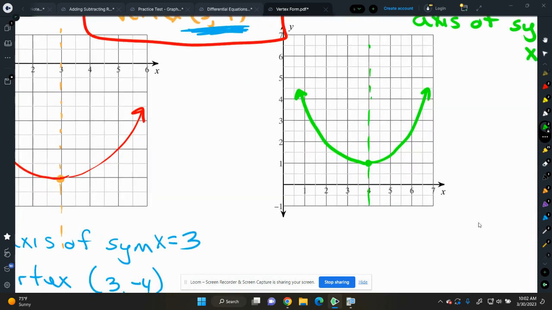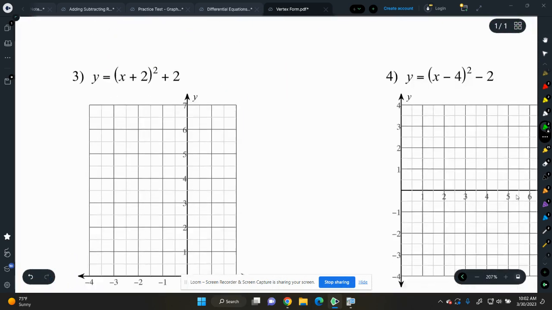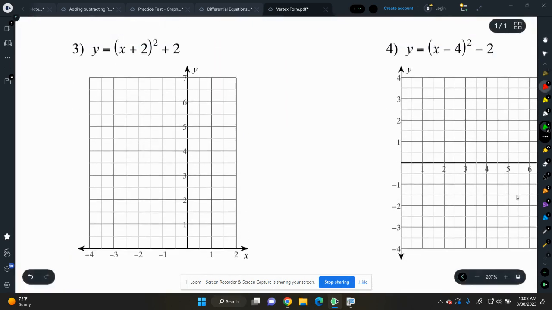Okay, questions on that one? Next one. Ava, what's the axis of symmetry for number 3? X equals -2. Very good.